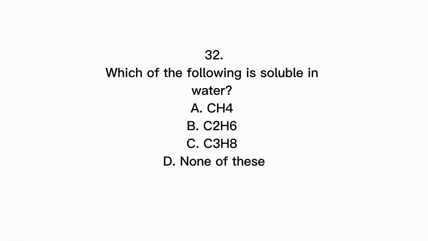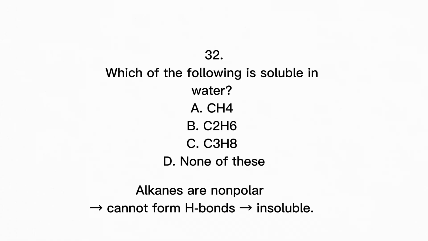Question 32. Which of the following is soluble in water? A. Methane, B. Ethane, C. Propane, D. None of these. What would be the answer of this question? The answer is D, because none of the three is soluble in water. Alkanes are non-polar and cannot form hydrogen bonds.